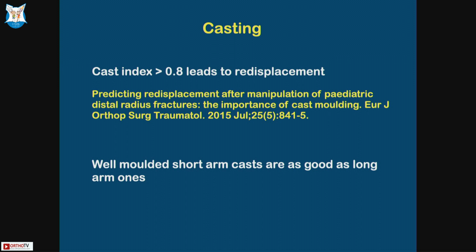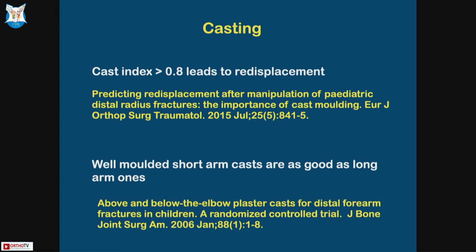Casting, everybody speaks about the cast index. You know that greater than 0.8, they initially said 0.7, they revised it to 0.8, leads to redisplacement, so you need to learn how to put on a good cast. Well-molded short-arm casts are as good as long-arm ones. You really don't need to put an above-elbow cast for these, and there's enough evidence for that.